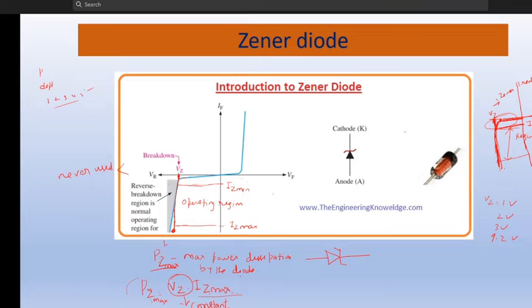So there is a value of PZ max, that is the maximum power dissipation by the diode. That is nothing but PZ max is equal to VZ multiplied by the IZ max. So what is the maximum current that flows through the diode? There is a minimum current that is flowing in the reverse bias in the Zener diode, and there is a maximum current, and this region from minimum to maximum current is known as the operating region of the Zener diode. The Zener works only in this region. So this diagram is not proper.